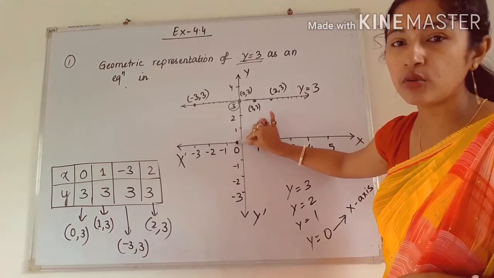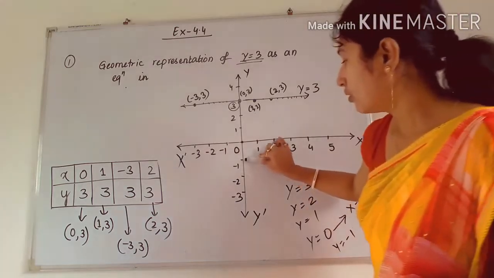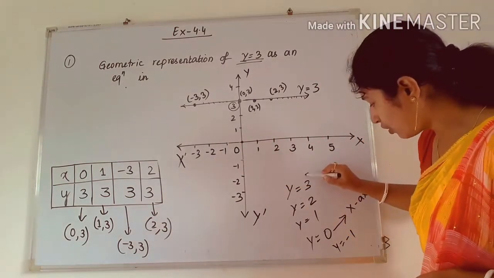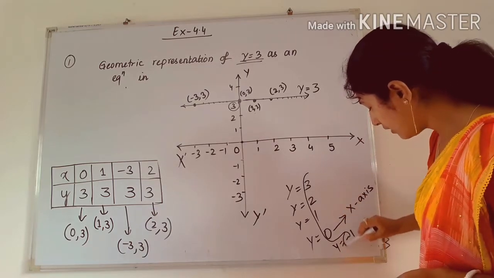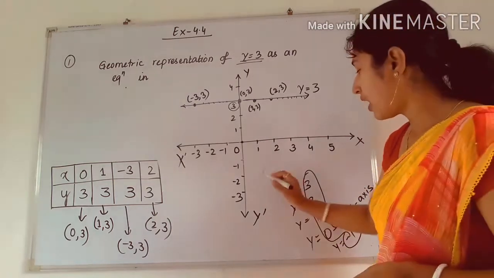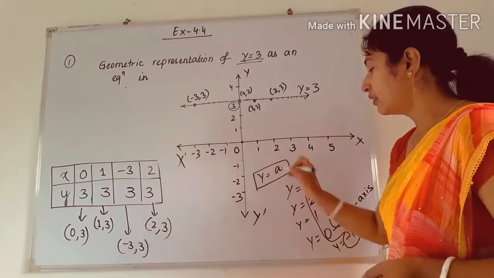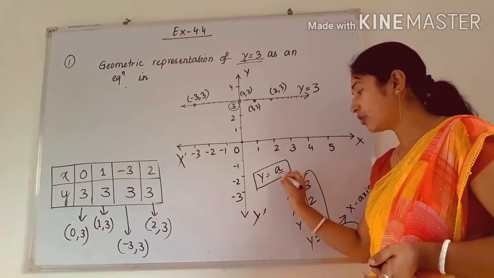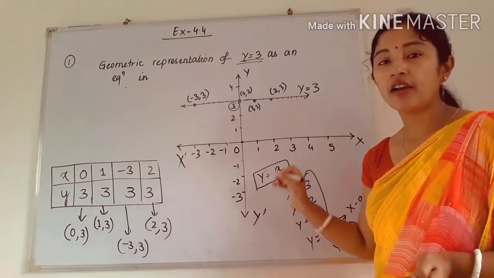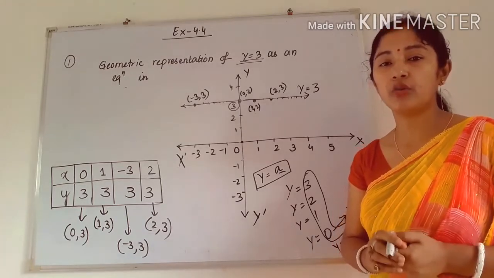That means this line is equal to the x-axis. Similarly, y equals -1 will be this one. So you have to draw a line like this. So what we can conclude is that y equals any constant value, any real number. Suppose the question is given y equals a. This is a linear equation where a is a constant. This equation will always be parallel to the x-axis.